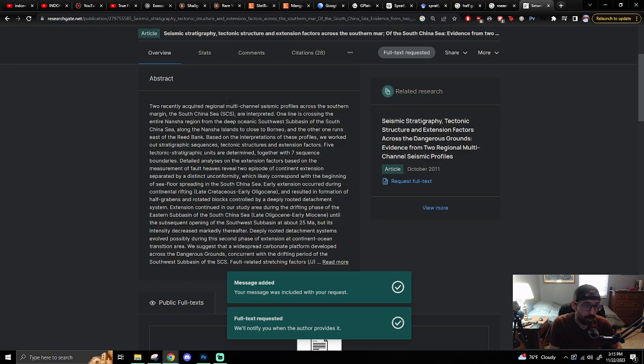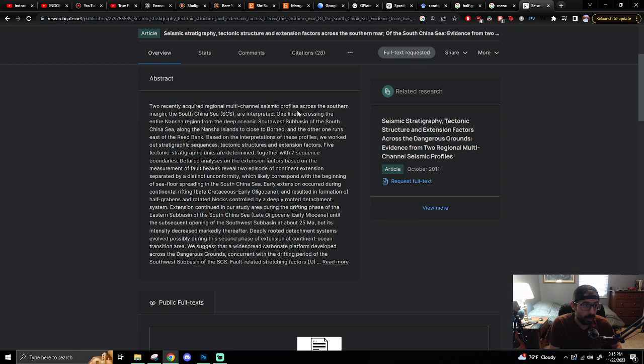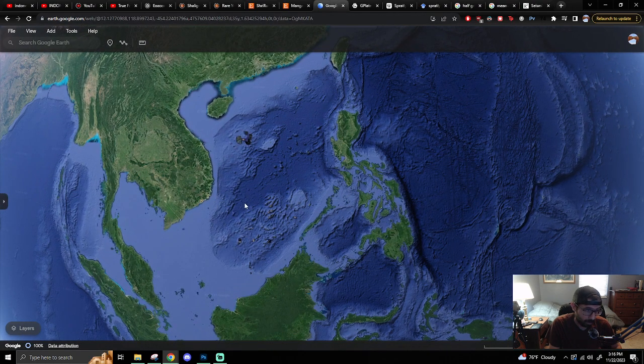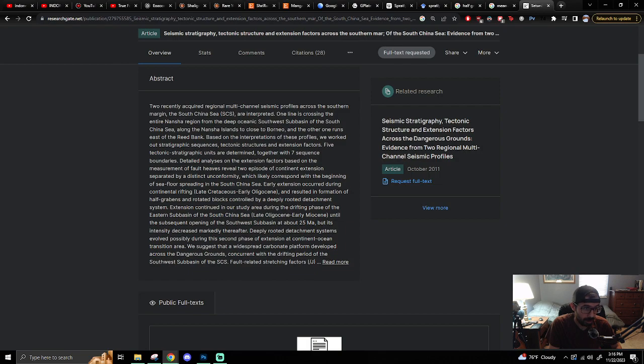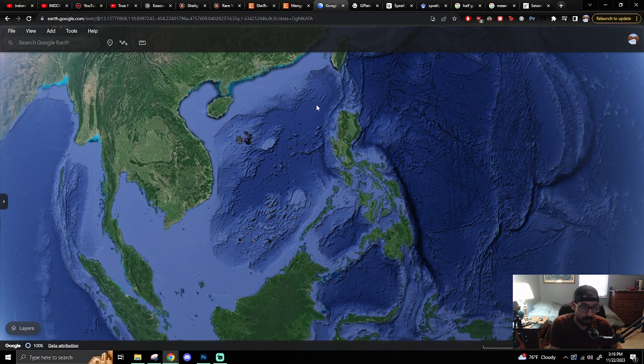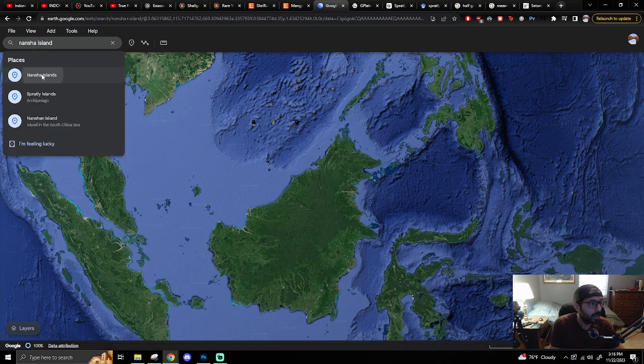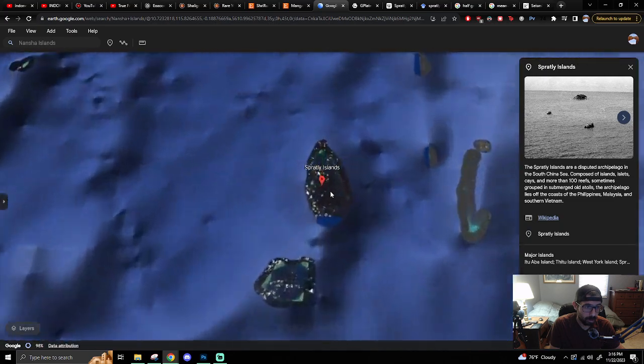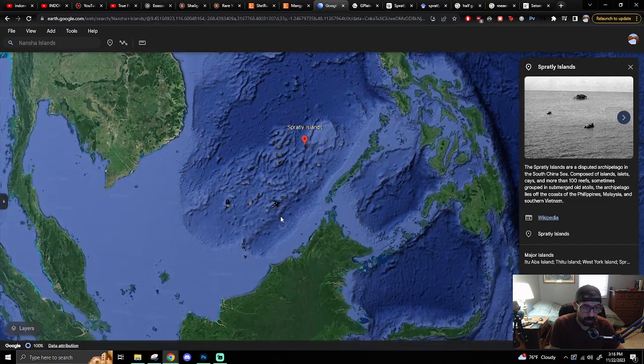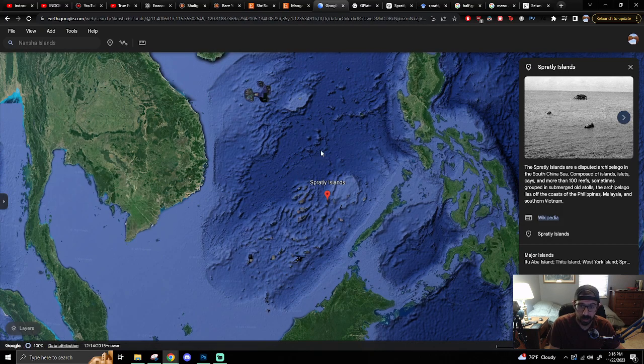Two recently acquired regional multi-channel seismic profiles across the southern margin of the South China Sea are interpreted. One line is crossing the entire Nansha region from the deep oceanic southwest subbasin of the South China Sea. So from over the southwest, so I guess over here, the subbasin, I guess over here. Along the Nansha Islands, to close to Borneo. Borneo being this. Nansha Islands, I'm not sure which ones that is. It's just saying Spratly Island, so maybe that's a synonym, another name for them, depending on who named them.